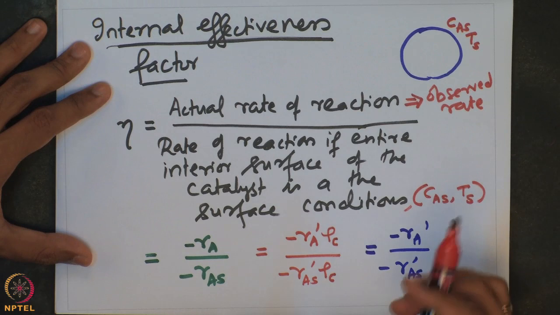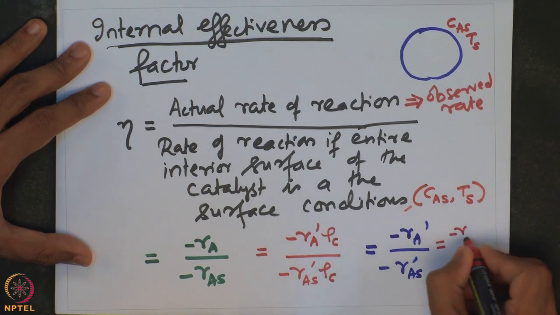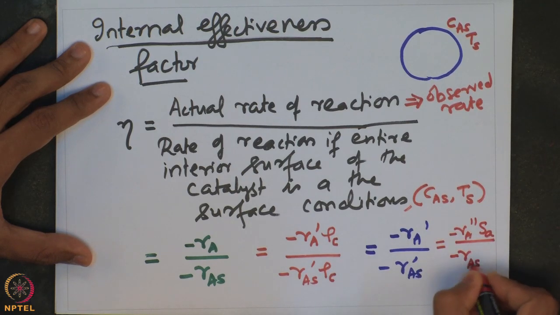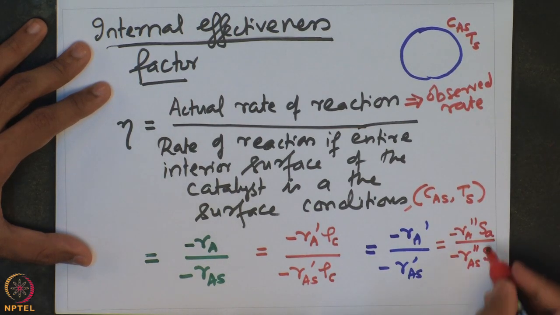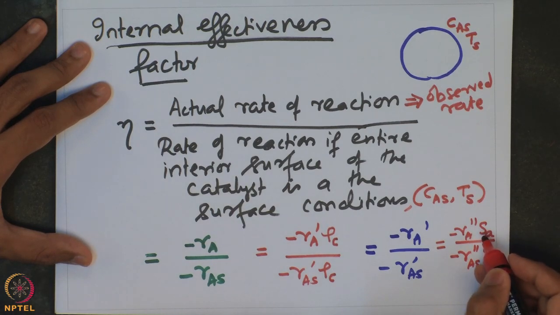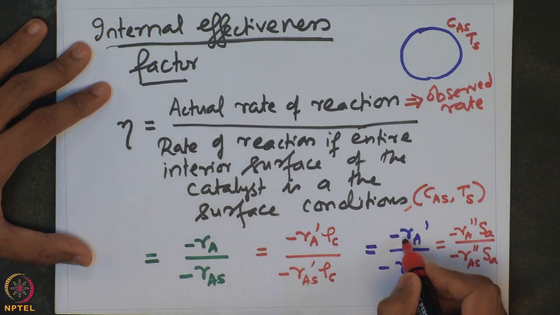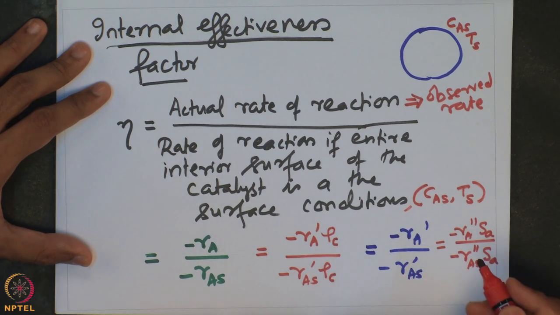And that also is equal to minus Ra double prime into Sa divided by minus Ras double prime into Sa, where Sa is the surface area of the catalyst and minus Ra double prime is essentially the rate at which the reaction happens defined based on the per unit surface area of the catalyst. So, if that reaction rate is present, I can multiply that by surface area to find out what is the rate at which the reaction is happening based on the weight of the catalyst.